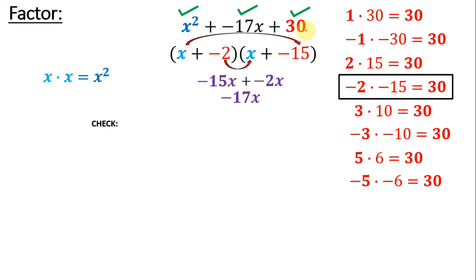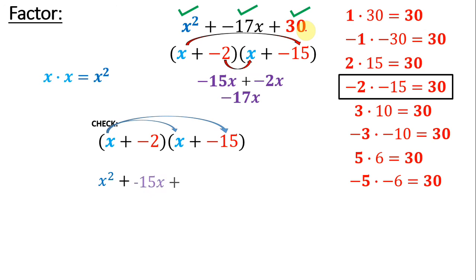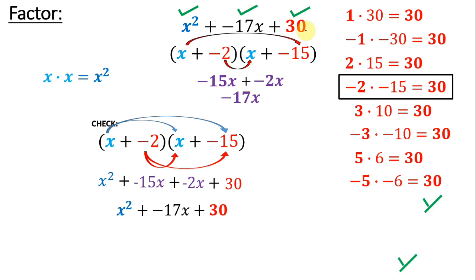To verify that those are my two correct binomials, I'm going to check by multiplying those two binomials. X times x gets me x squared. X times negative 15 will get me negative 15x. Negative 2 times x will get me negative 2x. And negative 2 times negative 15 will get me positive 30. When I combine like terms, I'll get x squared plus negative 17x plus 30. And that's exactly what I started with. Therefore, I know that x plus negative 2 times x plus negative 15 is the correct factored form of x squared plus negative 17x plus 30.